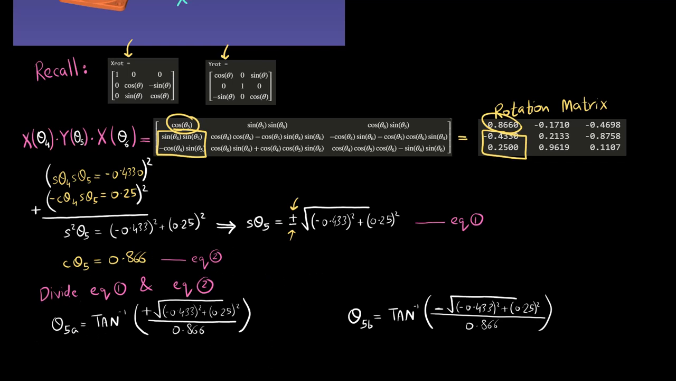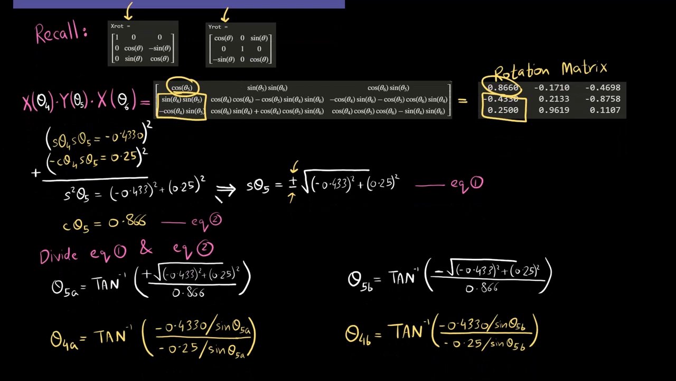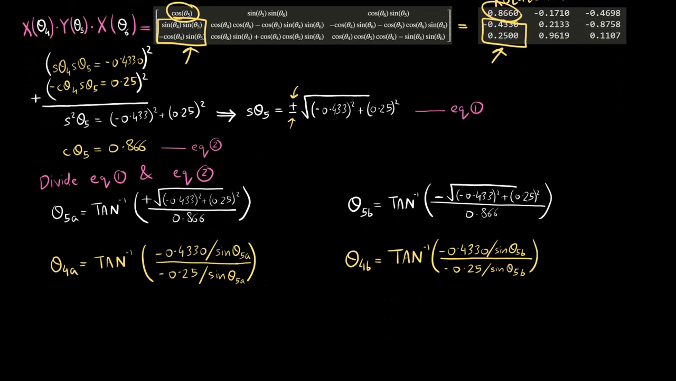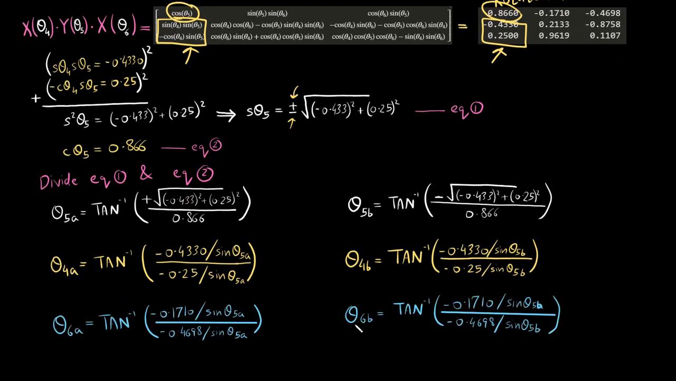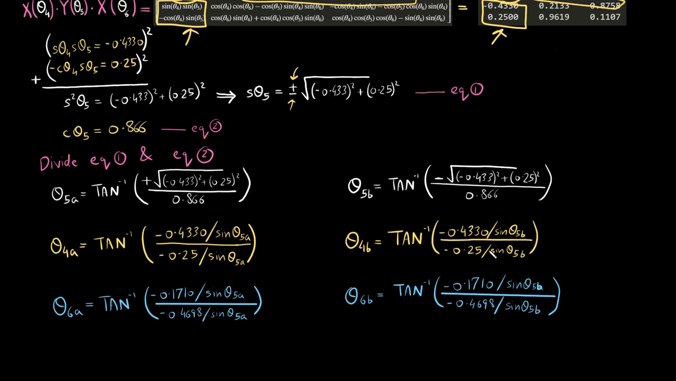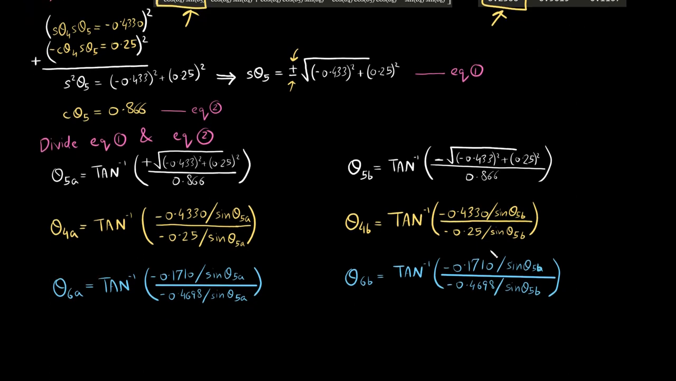Similarly, I find out theta 4a and theta 4b again using the other two equations, which is this, and dividing them up. I get theta 4a and theta 4b, and I get theta 6a and theta 6b using these two equations, this and this, and this and this. So notice that I have got two sets of equations and two sets of solutions, theta 4a 5a 6a and theta 4b 5b and 6b.